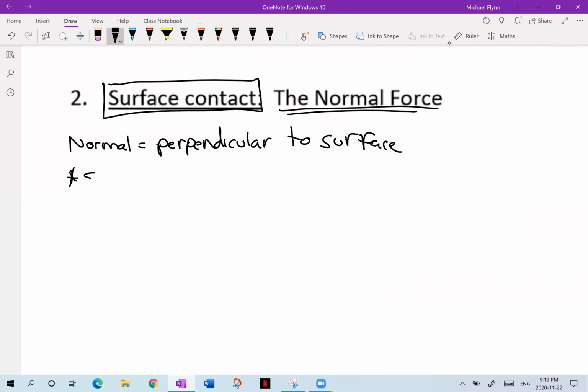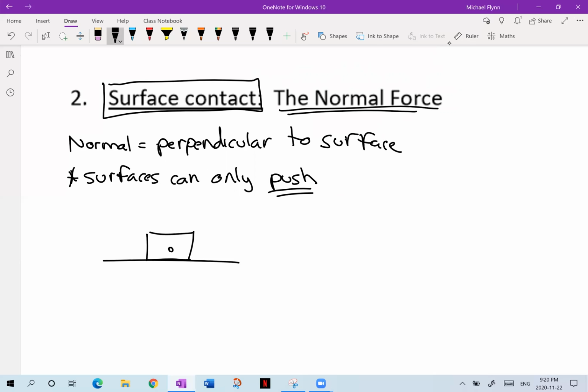The key point is surfaces can only push. They can't pull, okay? Your hand can grip something and pull on it, but a surface like a tabletop only pushes, and it pushes in a perpendicular sense to the orientation of the surface itself, okay? So if I put a box on a surface, the normal force would be upwards, and the force of gravity would be downwards. And very often these two things balance each other out, and you get a net force of 0, okay?